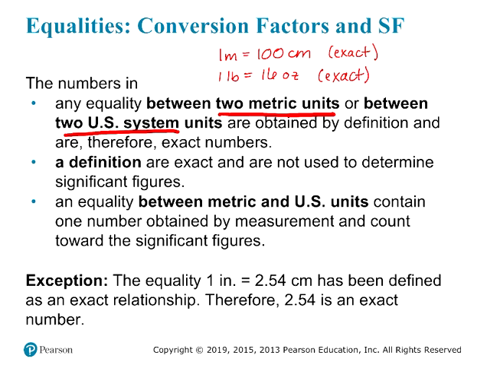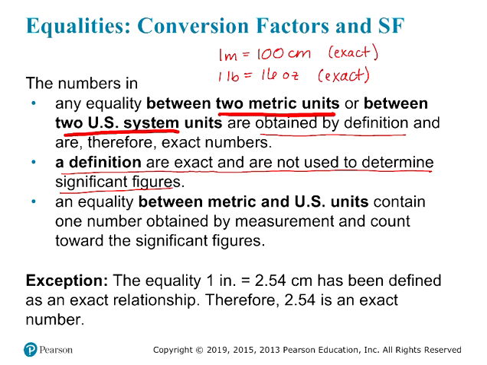Okay, so these equalities are obtained by definition, and a definition is exact, and therefore the numbers in a definition are not used to determine significant figures. So let's say we're doing a calculation where we're converting between meters and centimeters. Since meters and centimeters have a defined relationship, we would not use those two numbers to determine how many sig figs are in our answer.